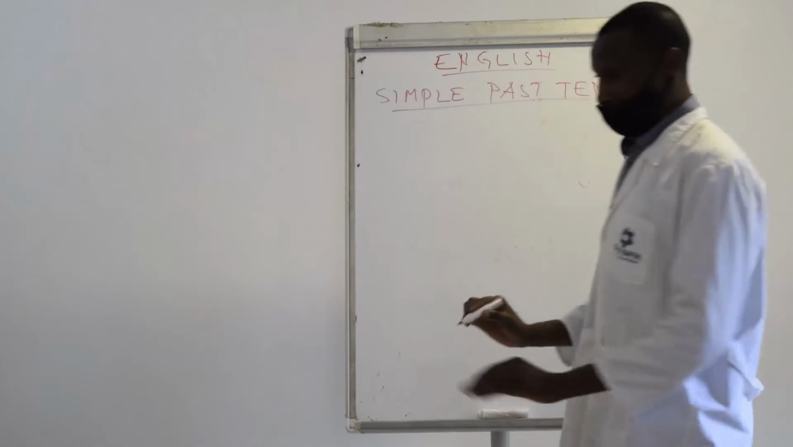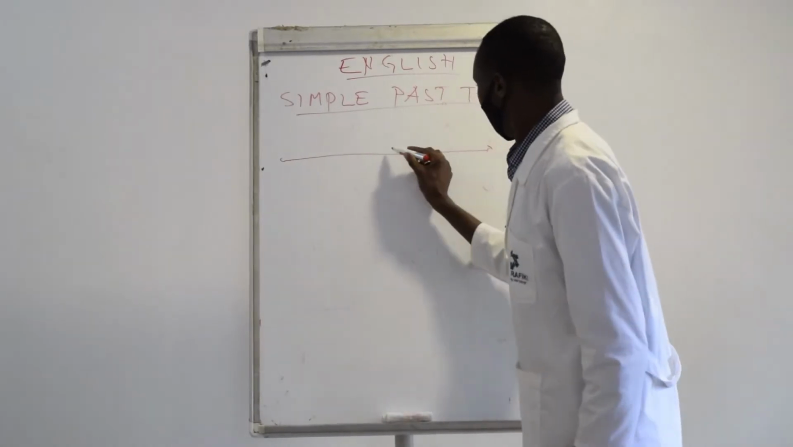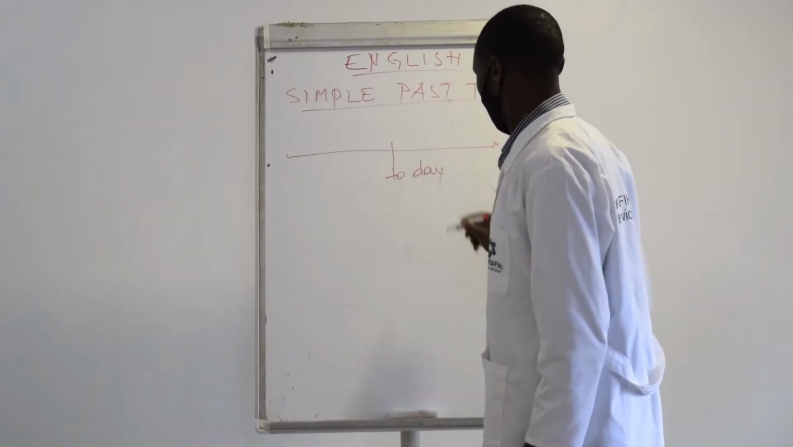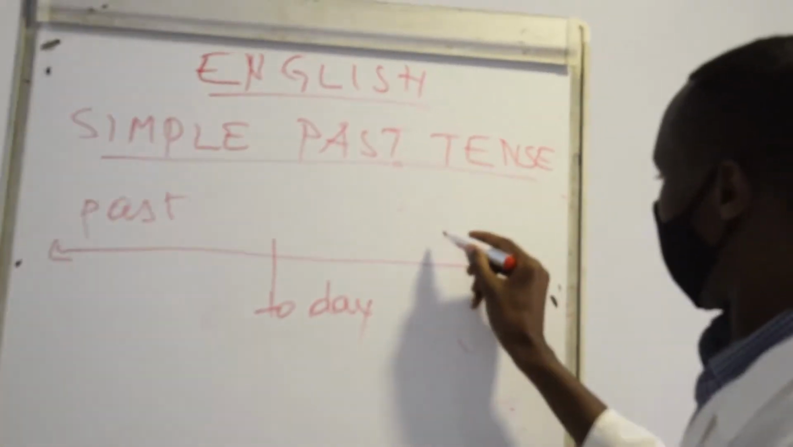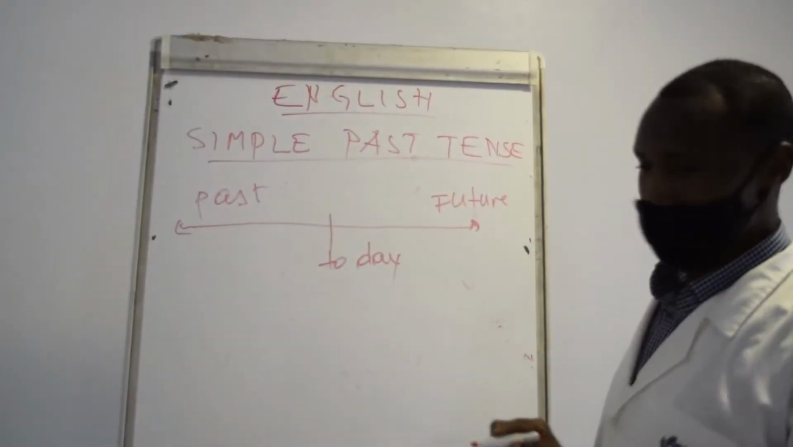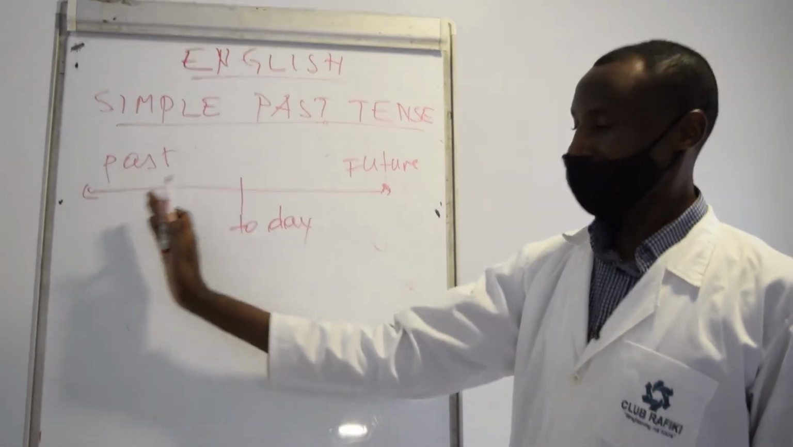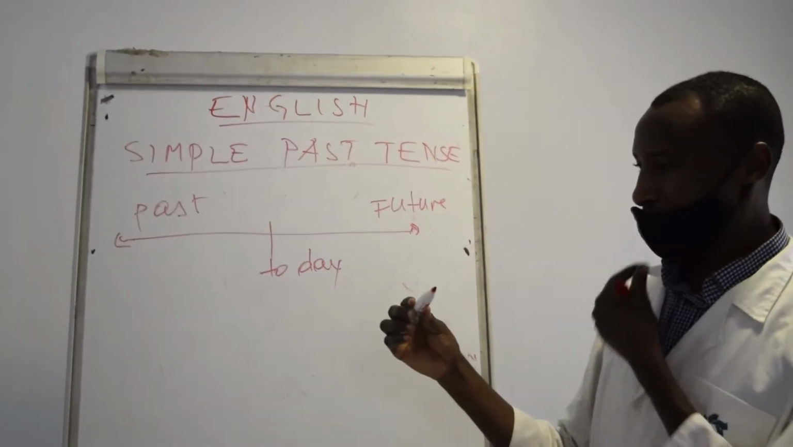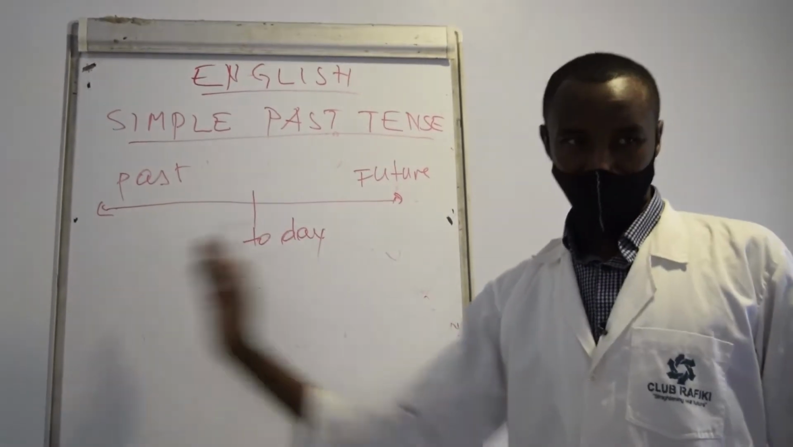Here we can have a timeline. Here we have the present, today. Here we have the past. Here we have the future. If you want to talk about what happened in the past, maybe yesterday, last year, you use the simple past. It may talk about actions or events happening before today.